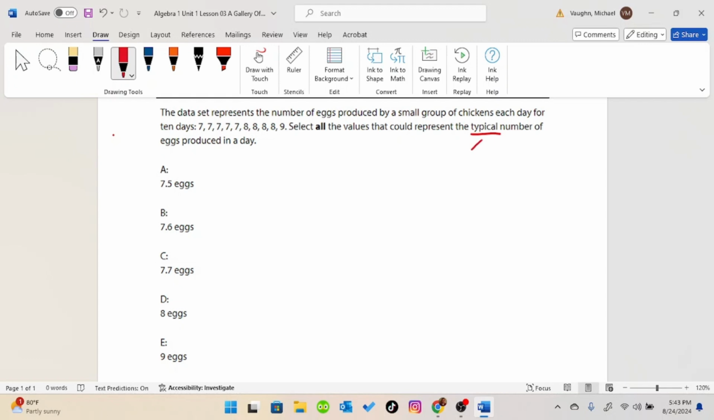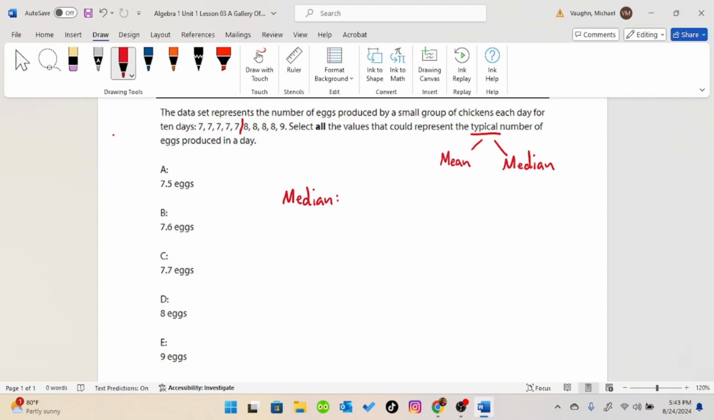So typical has two meanings. It can be mean or it can be median. Now median is the middle number. So if I want median, I have my 10 numbers. I want to draw a line right in the middle, which would be between the 7 and the 8.